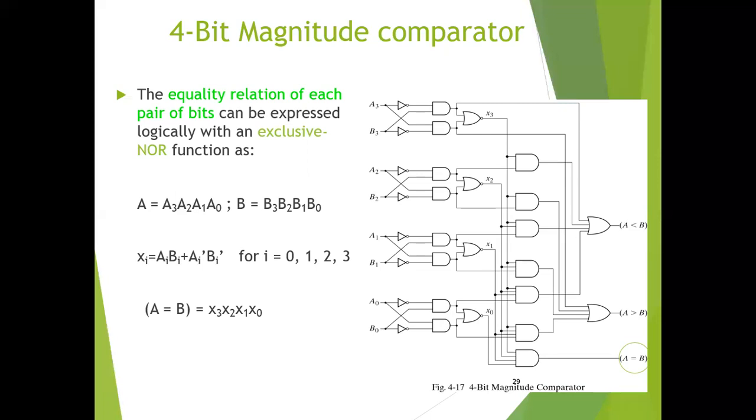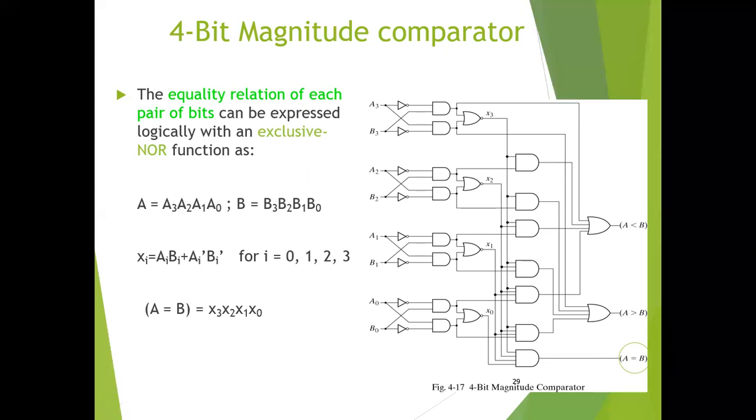The binary variable which is defined by A is equal to B, as shown at this stage of output, will indicate that the variable is equal to 1 if the input numbers A and B are equal, and this output variable A is equal to B will be equal to 0 if the two numbers A and B are not equal in magnitude.